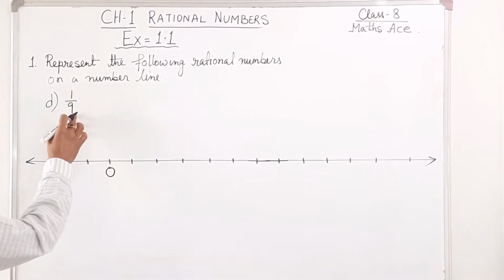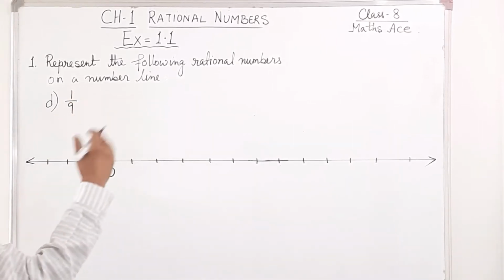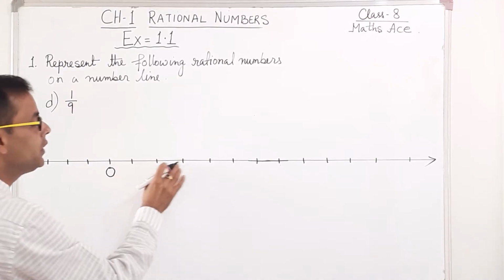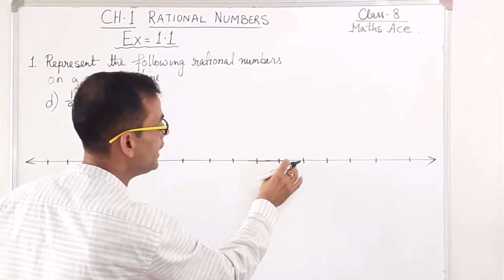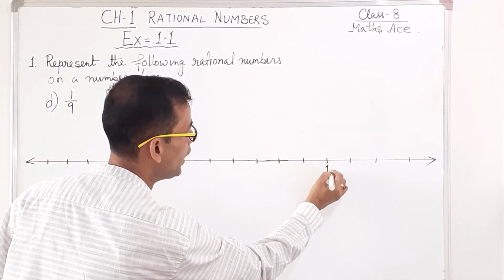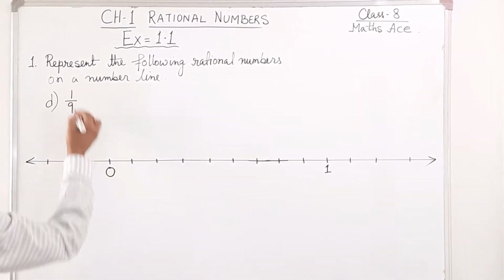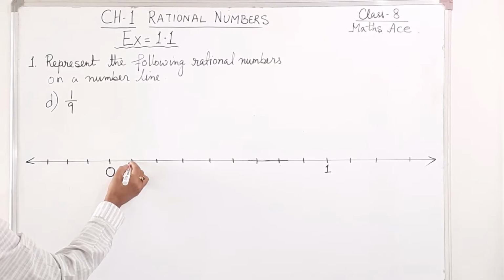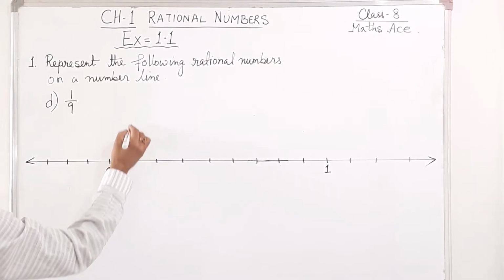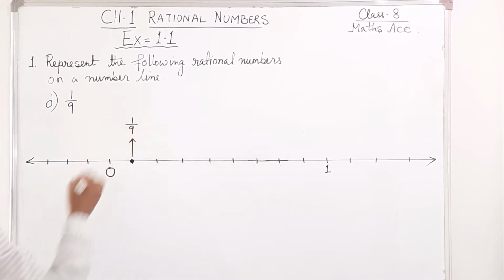Now 1 by 9, in the denominator there is 9. So 9 boxes: 1, 2, 3, 4, 5, 6, 7, 8, 9. So here you write 1. Clear? Got it? And then 1 by 9, 1 out of 9. So here comes 1 box. So this is the point. And you can give an arrow mark and write 1 by 9.